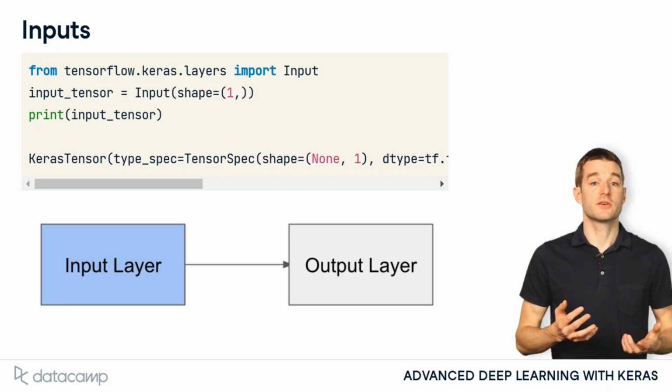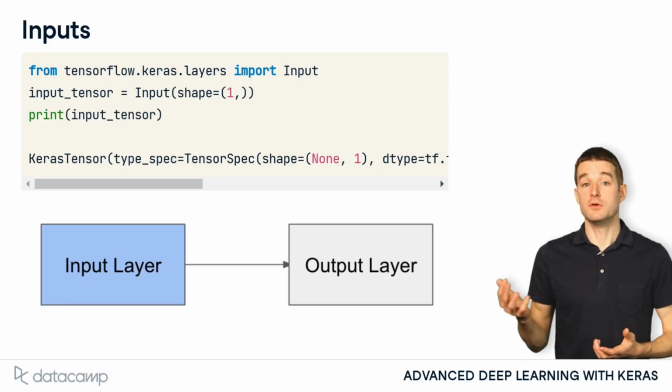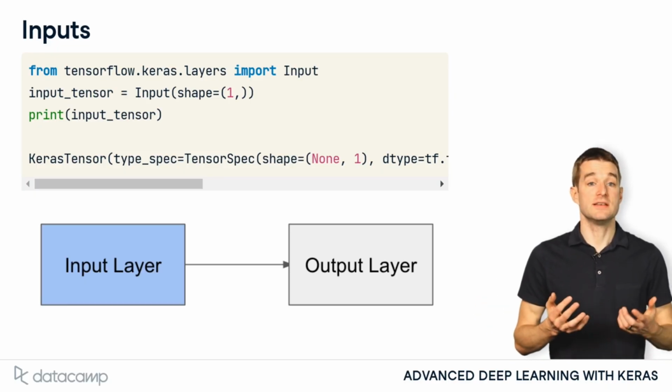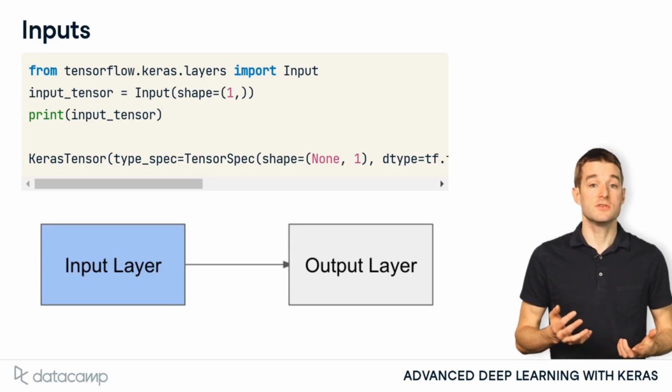The input function returns a tensor. If you print this tensor, you'll see that it is a tf.tensor object, which indicates it is ready to be used by our model as input.